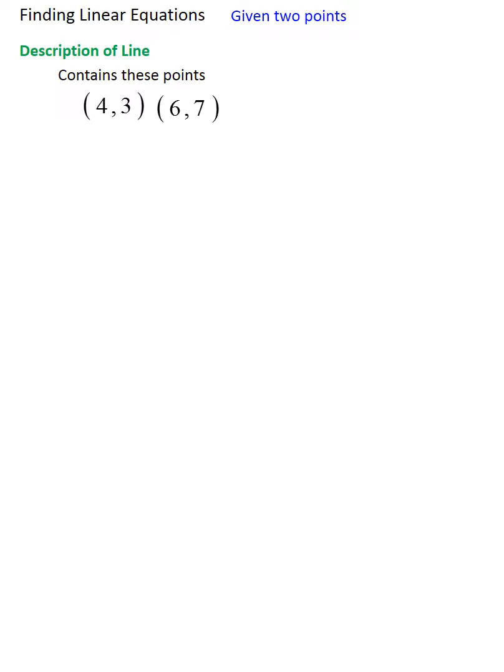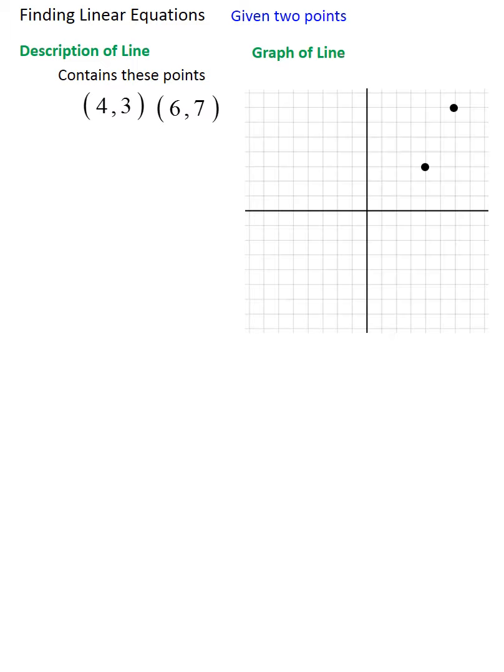Here's a specific example. There's a line that contains these 2 points, and what we want to do is find the equation of that line. Let's graph it first. Here are the 2 points. Here's the line containing those 2 points. This is the line that's given in the description here.